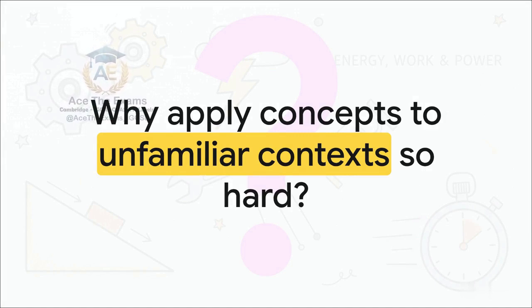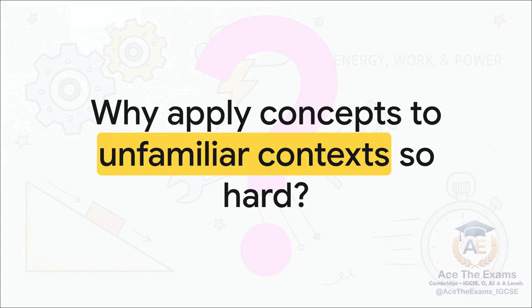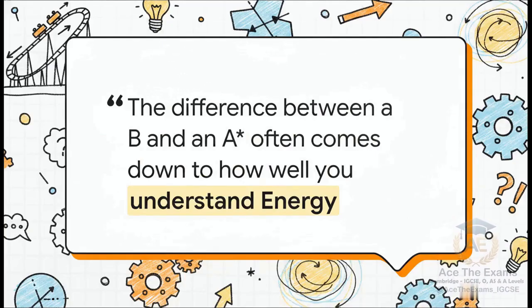You might know your MGH and half mv squared syntax inside out, but the absolute second the exam paper presents a scenario or a physical environment you've never seen before, your brain throws an error code and panic sets in. Why does that happen? The root cause is actually outlined right here in this powerful quote from a Cambridge senior examiner, basically the lead admin of the grading system.